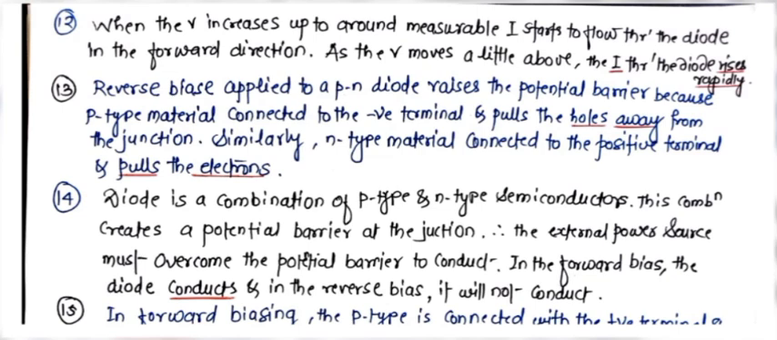Diode is a combination of p-type and n-type semiconductors. This combination creates a potential barrier at the junction. Therefore, the external power source must overcome the potential barrier to conduct. In the forward bias, the diode conducts, and in the reverse bias, it will not conduct.